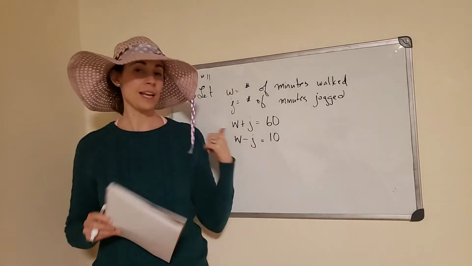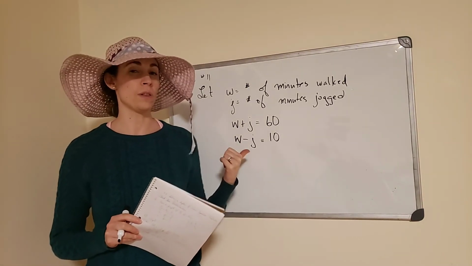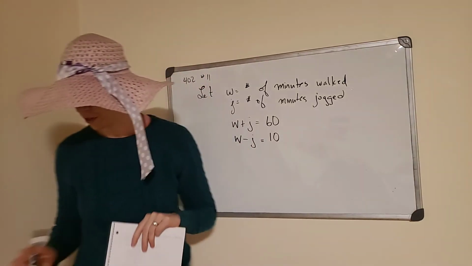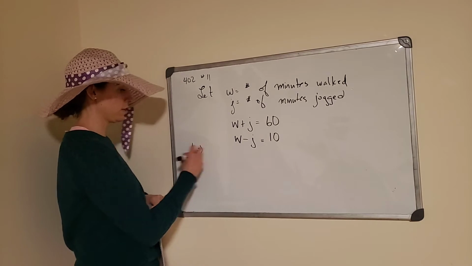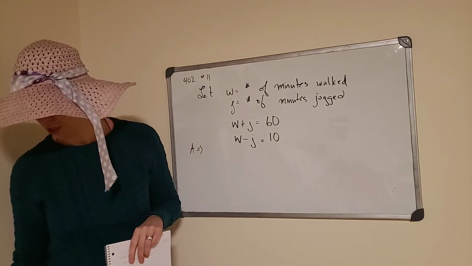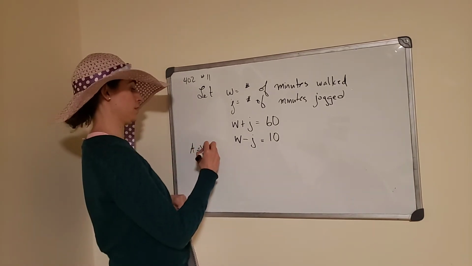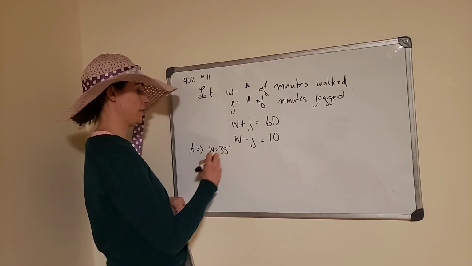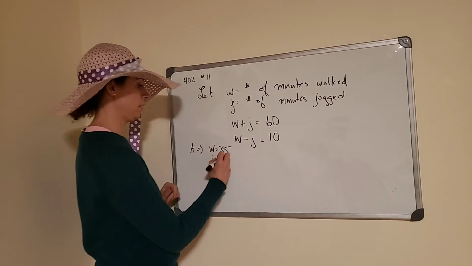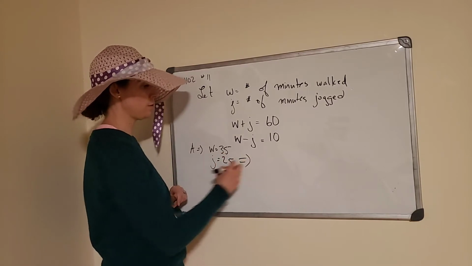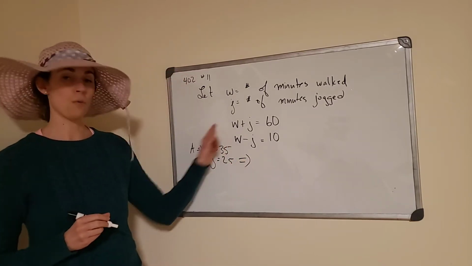Now, they're not asking us to solve in this unit yet. We will be learning to do that, but for now, they've given us two possible solutions. Solution A is that she walked for 35 minutes and jogged for 25. We're going to test that and see whether it works in both equations.